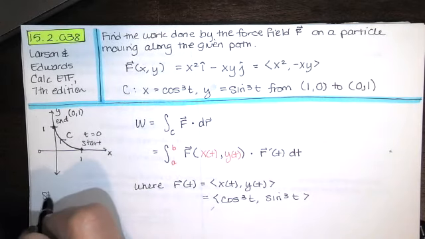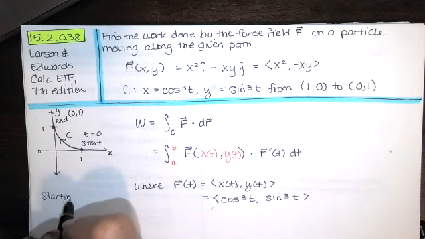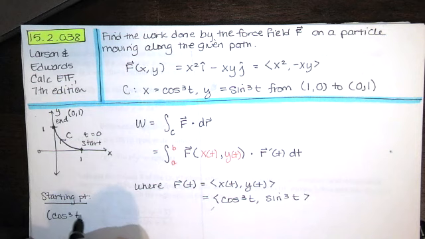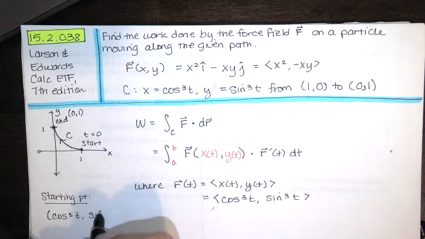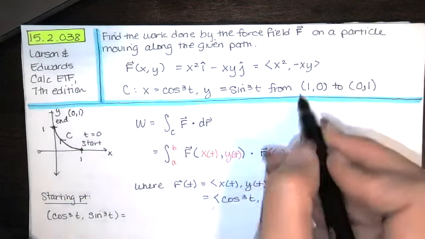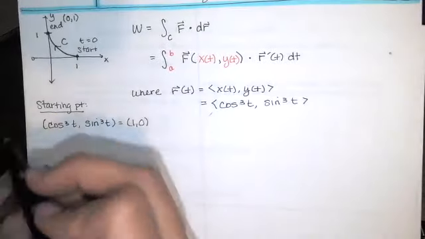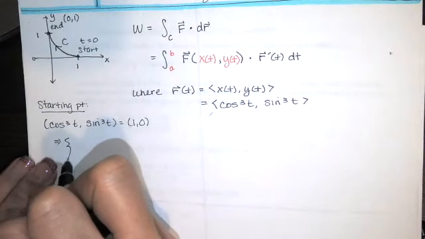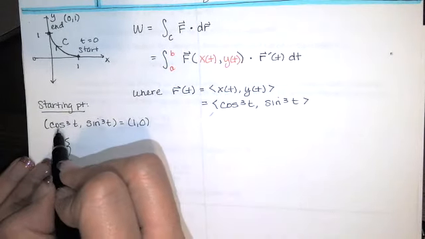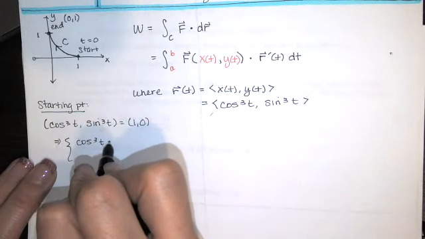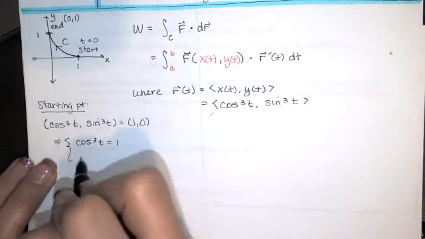So for our starting point, we said this. We want x of t, which is cosine cubed t, and y of t, which is sine cubed t, to be equal to (1, 0). So that means we want a value for t that will cause this system of equations to be satisfied. The x value needs to be 1, while at the same time, the y value is 0.